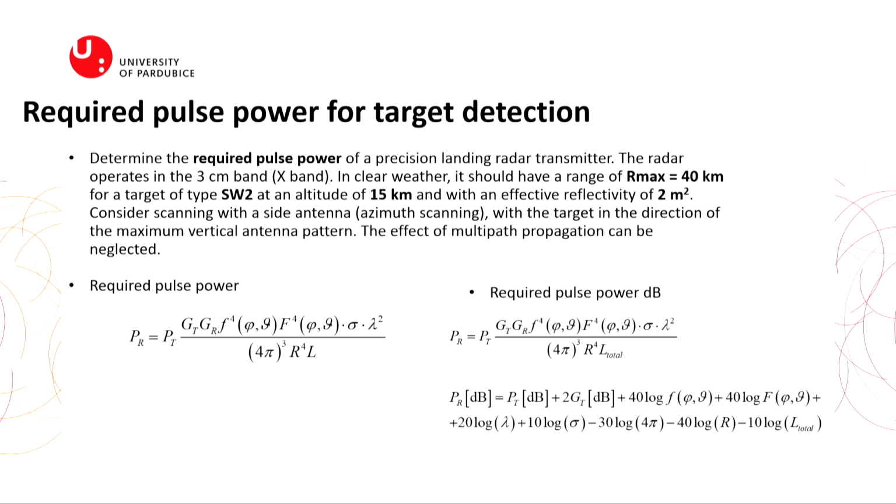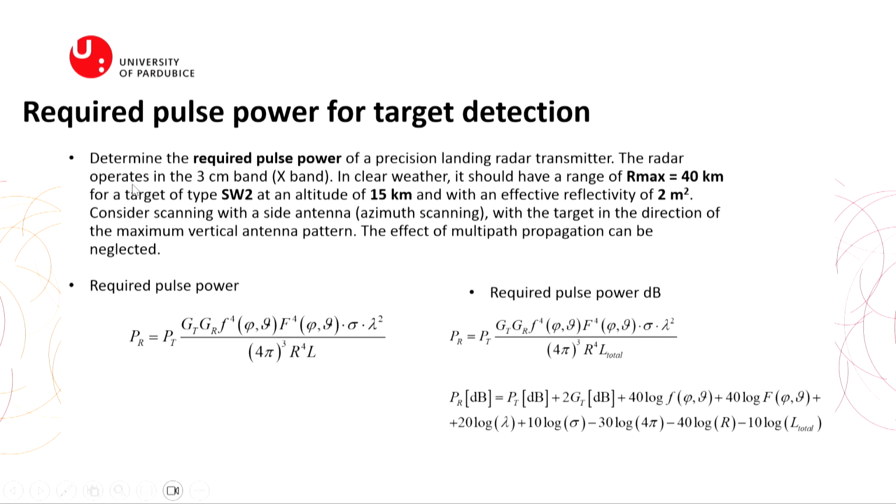So, it is the required pulse power equation. Required pulse power equation in dB. Multiplication in dB is plus, division is minus, because honestly these are such big or small values that it is hard to work with them. So, in dB it is much easier to work.